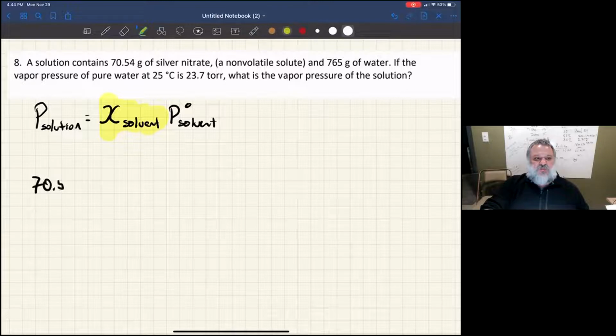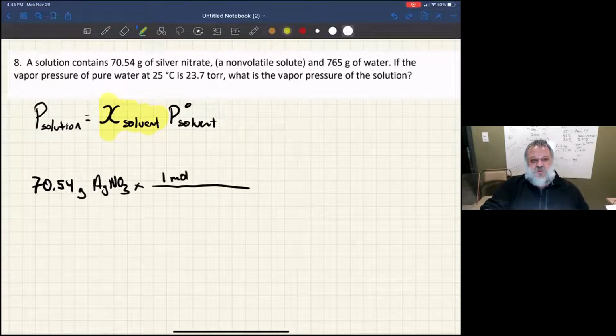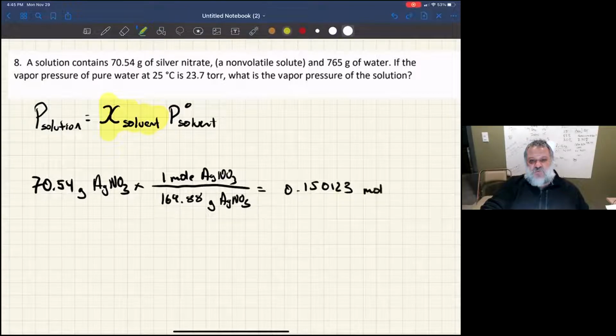And so let's go ahead and take everything and start converting them from grams to moles, because that's what the problem gives you. So 70.54 grams of silver nitrate divided by the molar mass, 169.88 grams. And I get 0.150123 moles of silver nitrate. Let's make a little note of the sig fig there.